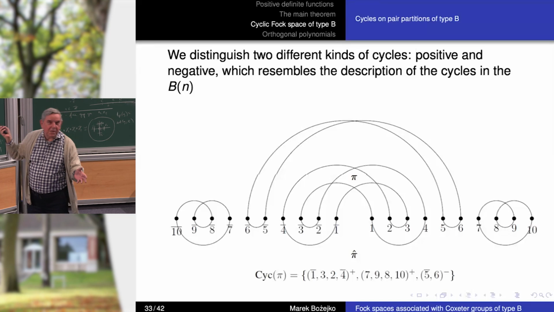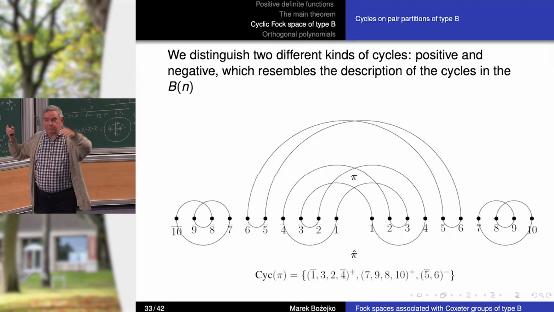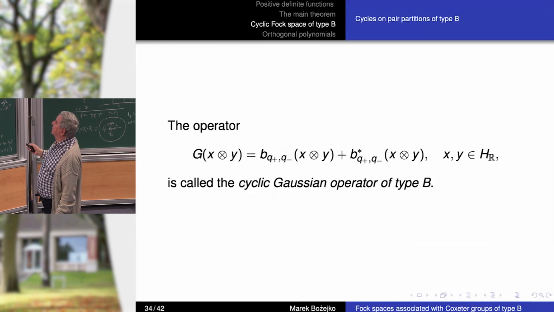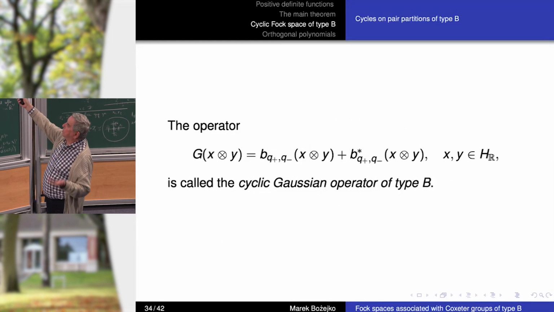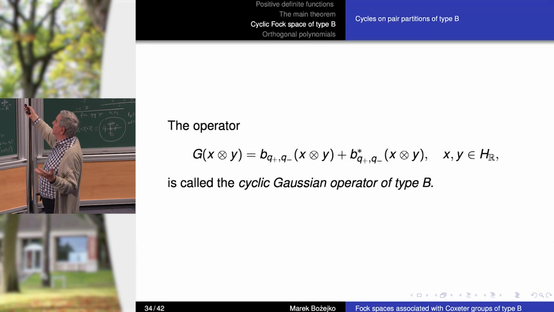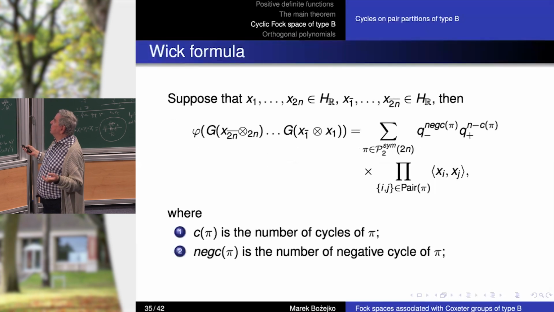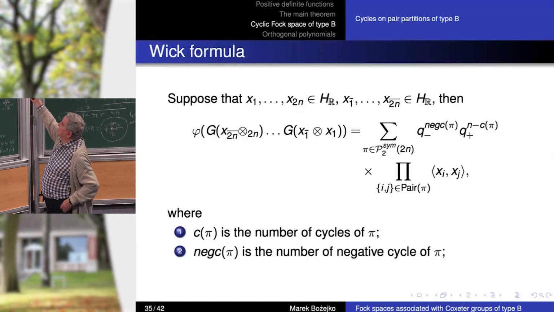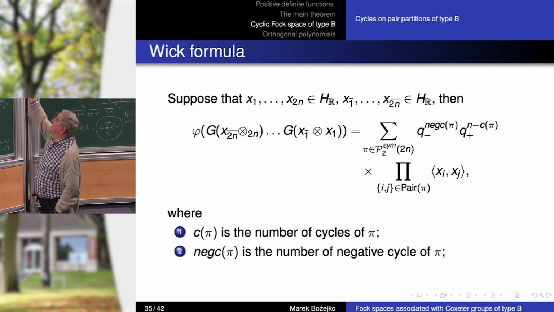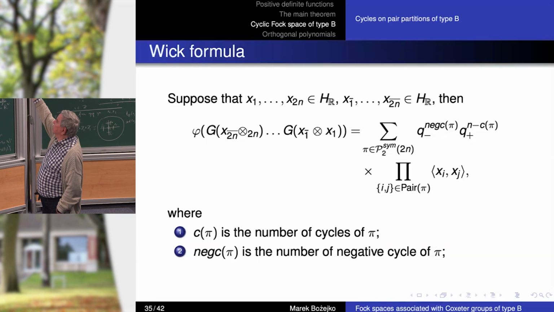To explain this takes more time, but the professor said that I should finish. For us, the important object is the Gauss operator, creation plus annihilation, which we call the Gauss operator. And of course, we have the Wick formula for the normal order, with Q minus to the number of negative cycles and Q plus to the number of positive cycles, like you expected.